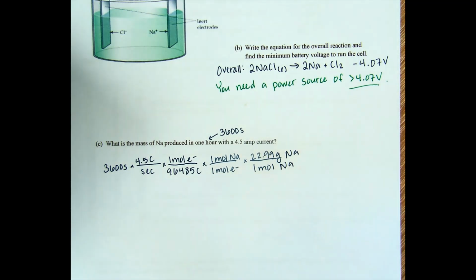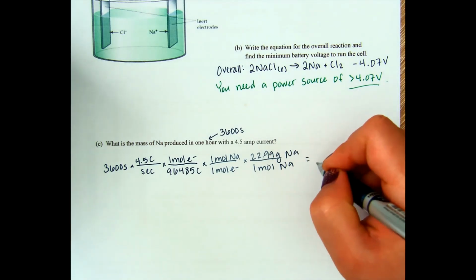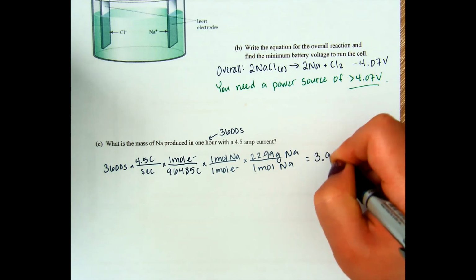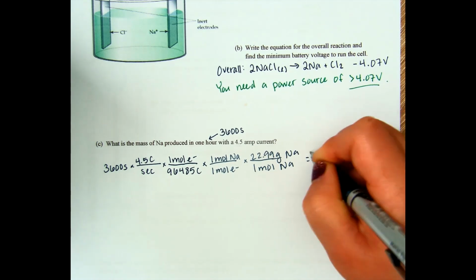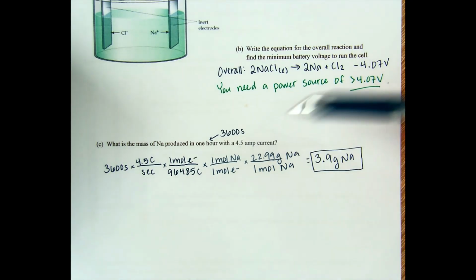Plugging this into my calculator and keeping our 2 sig figs here, I end up getting, let's see, 3.86, but with 2 sig figs, 3.9 grams of sodium produced over 1 hour with a 4.5 amp current.